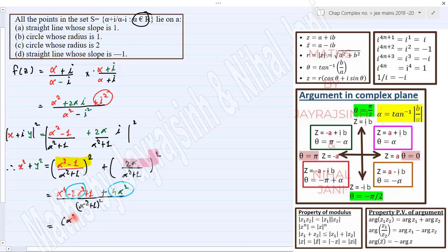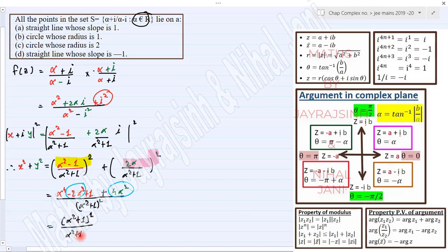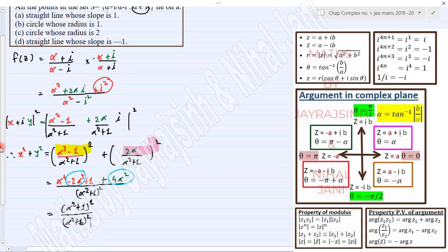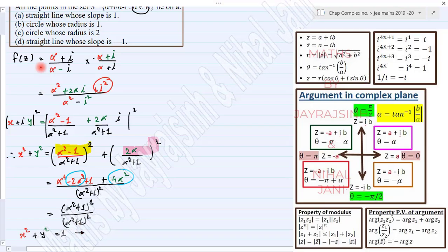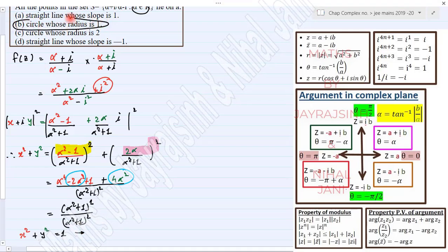So in the numerator, we'll get (alpha square plus 1) the whole square, and your denominator will be as it is. So finally, we will get x square plus y square equal to 1. So this is the equation of a circle whose radius is 1. Option B is your answer.